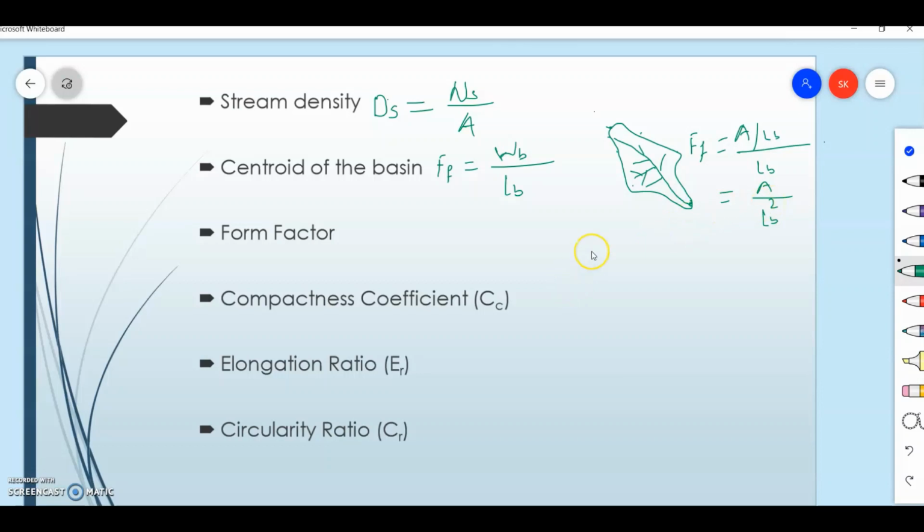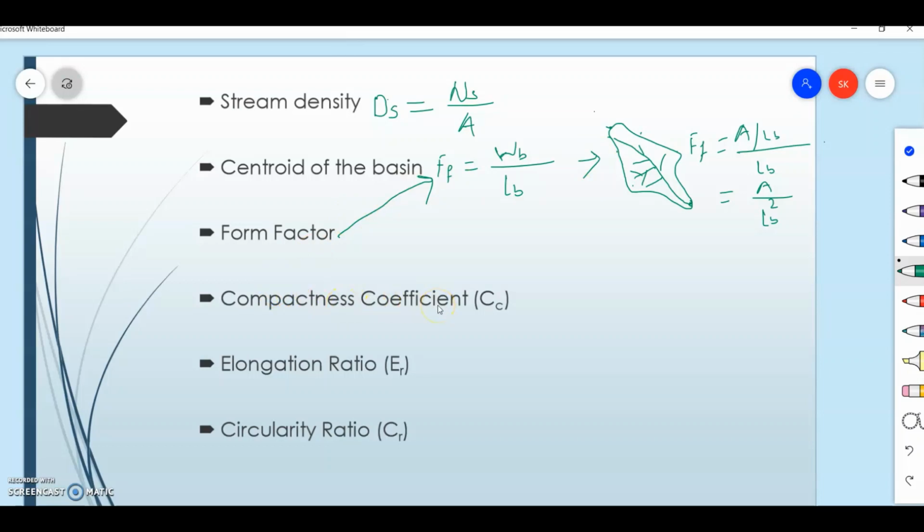The next term is, actually, whatever we have discussed now is all about the form factor. So I can just mention it like this, so there won't be any confusion. Then the next term is compactness coefficient.